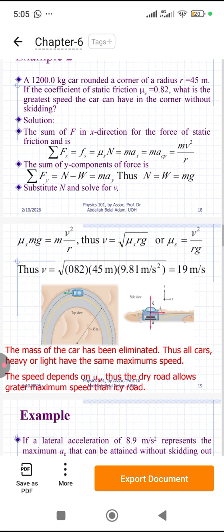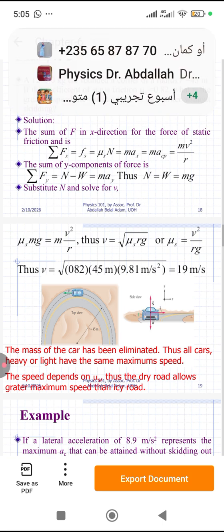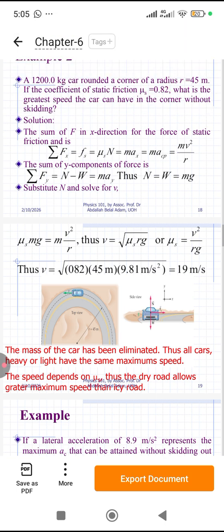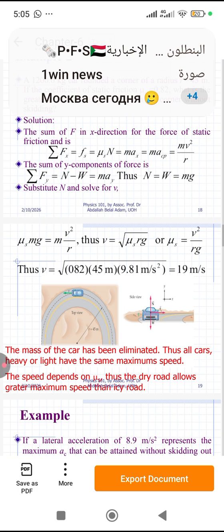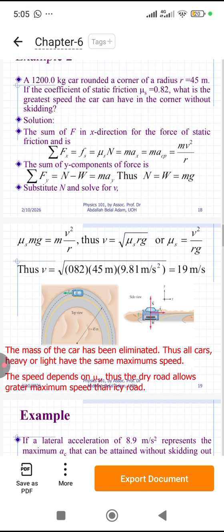Thus for the y component, the force Fy equals n minus W equals m a_y, thus n minus W equals mg. There is no motion in the y direction, so m a_y equals 0, then n equals W, n equals W equals mg.